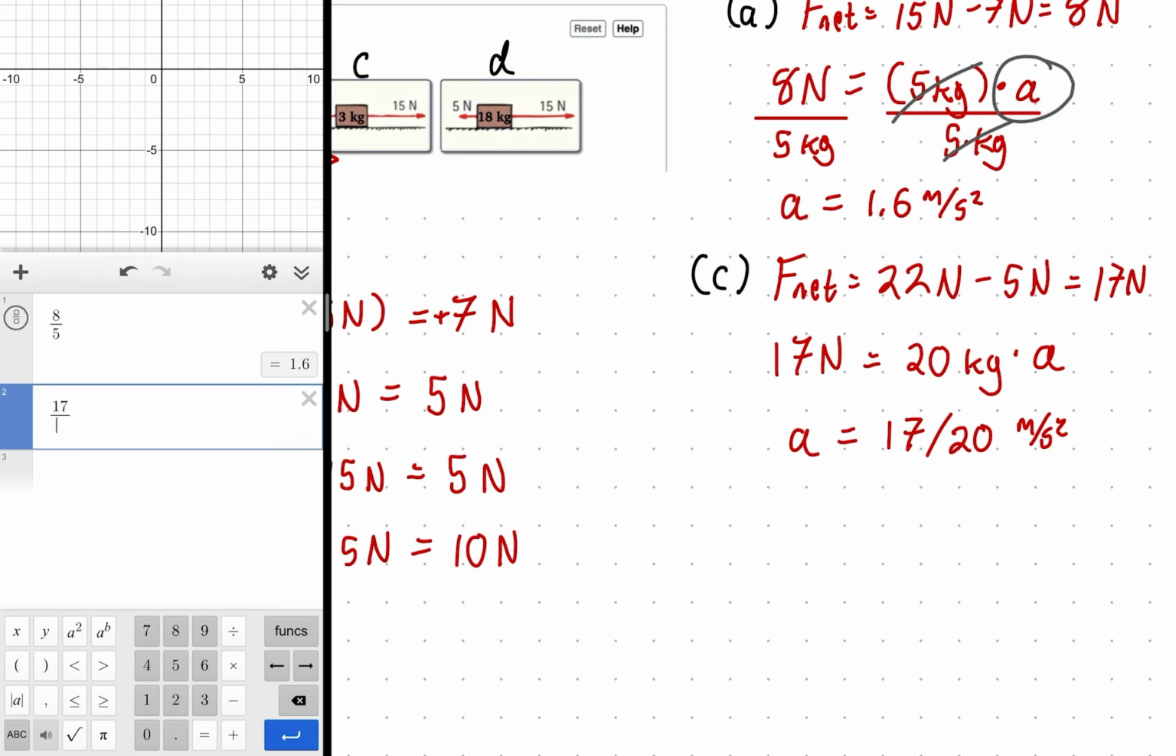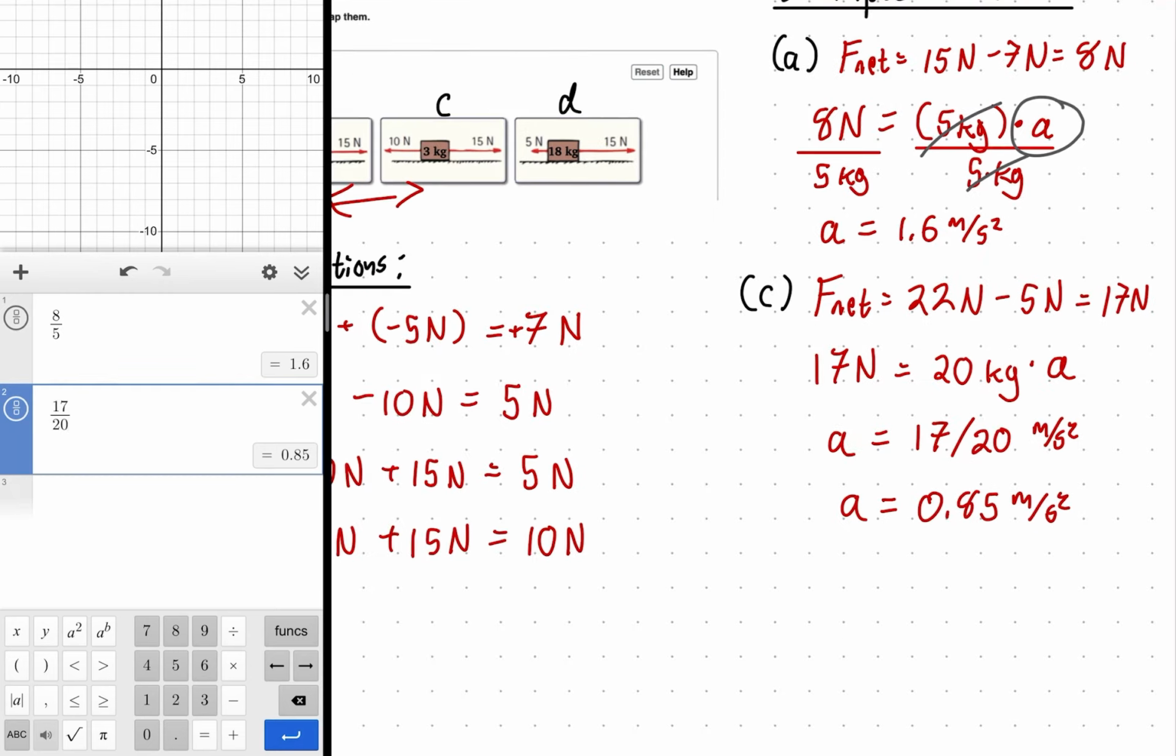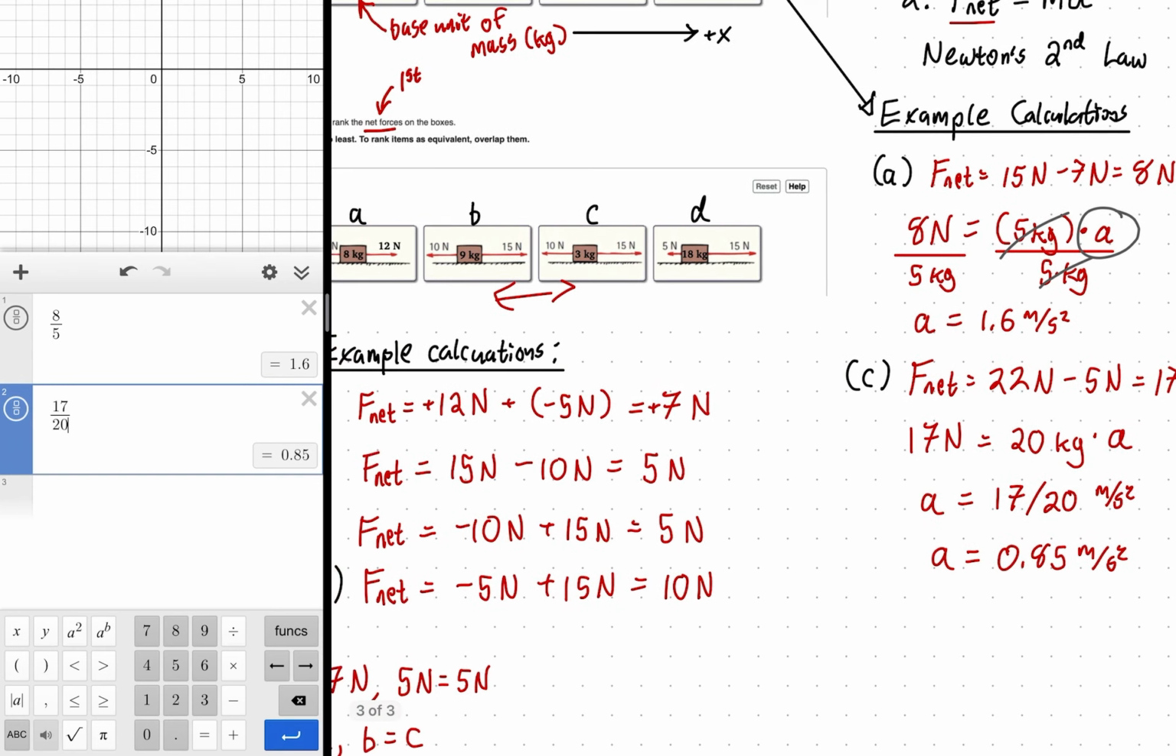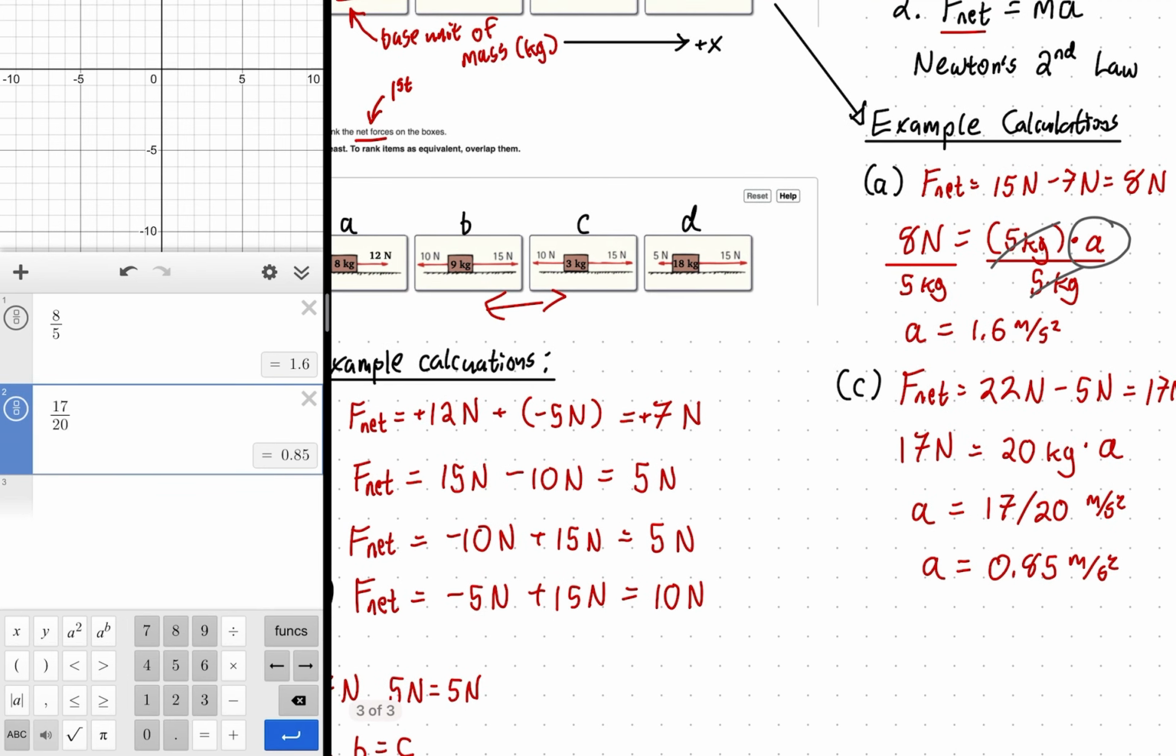And go ahead over to our calculator. I'm using Desmos, and take 17 divided by 20, and we get 0.85. That would be our value for the acceleration of that block, okay? So greater net force, right, of 17 newtons, but because of its significantly greater mass, it actually experiences a smaller acceleration. You can see that having greater net force does not necessarily mean greater acceleration, because the inertia, which is to say the mass of the object, obviously plays a role as well.